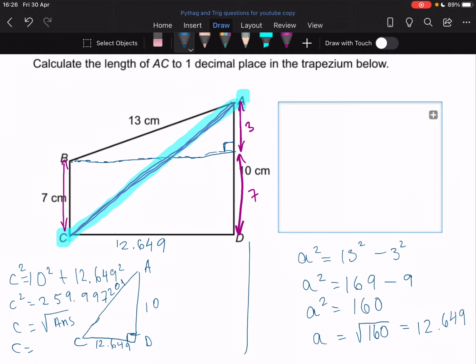So there's the answer: 16.1244287. It's asking us for 1 dp. We are going to go for the first number after the decimal point. So we've got 16 point 1. The 1 is the first digit after the decimal point. What's the 2 telling us to do to the 1? It's telling us it's going to stay as a 1.